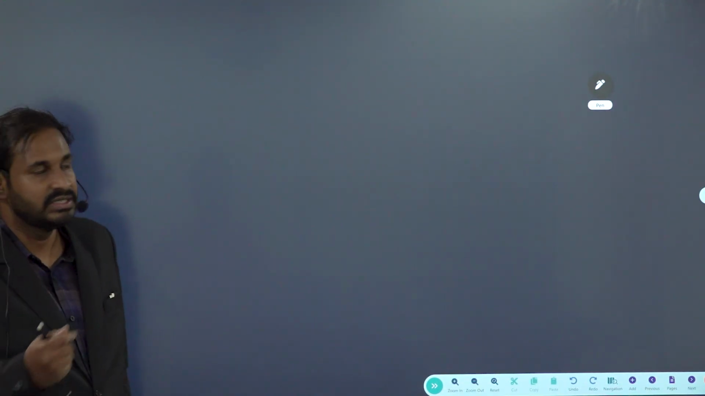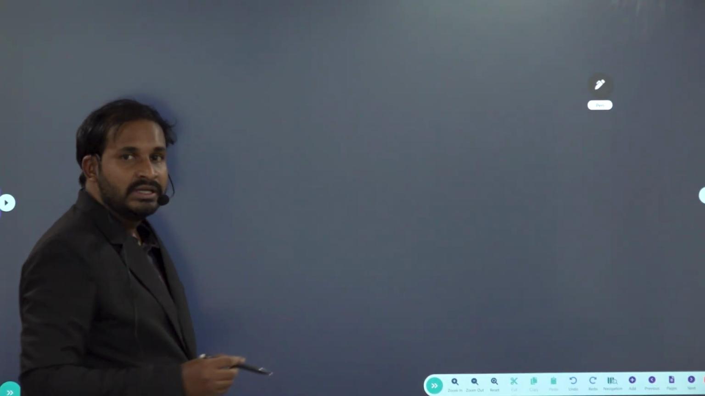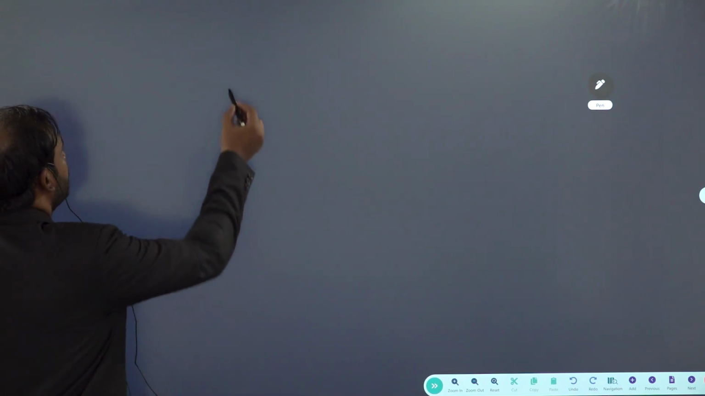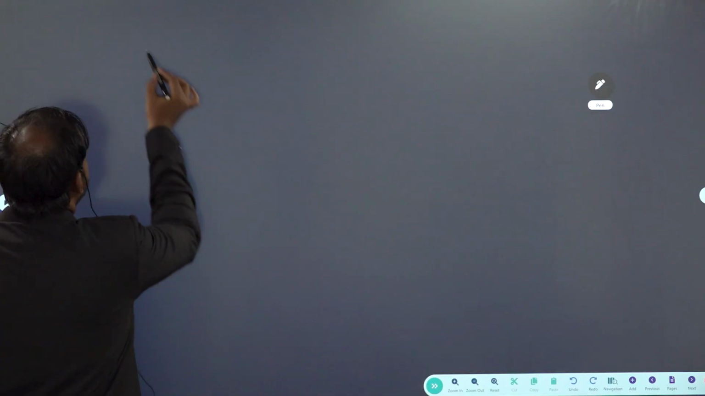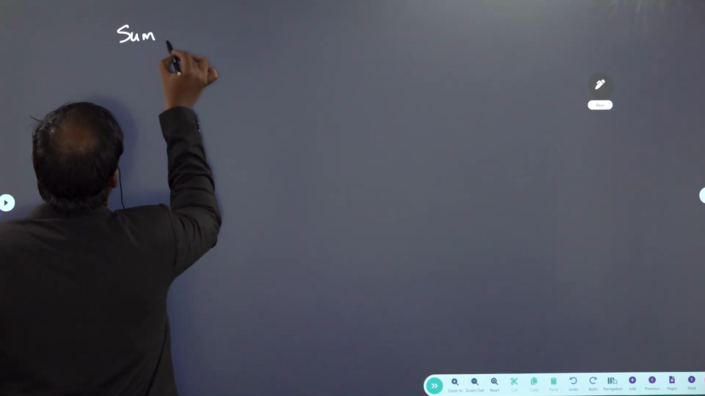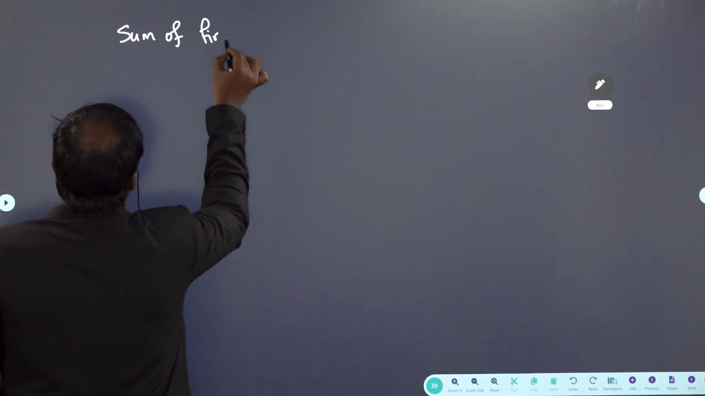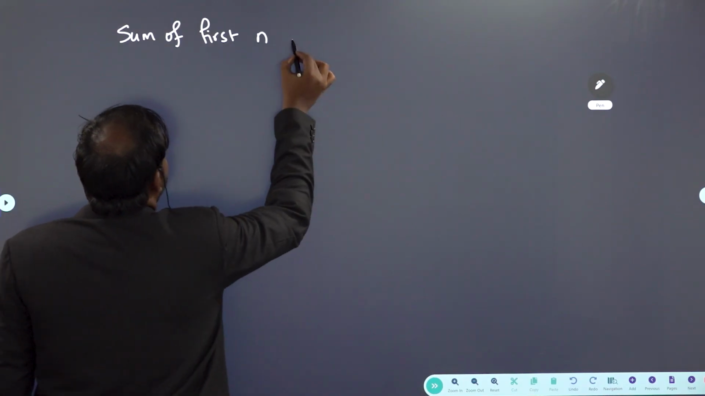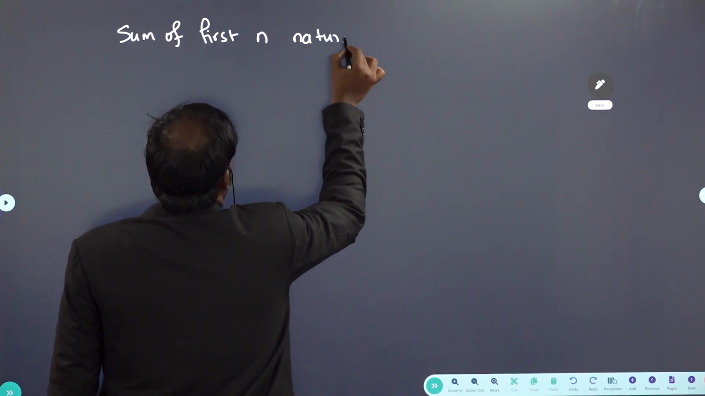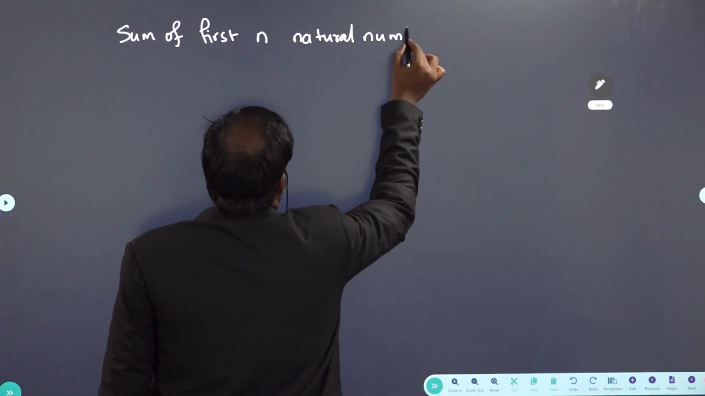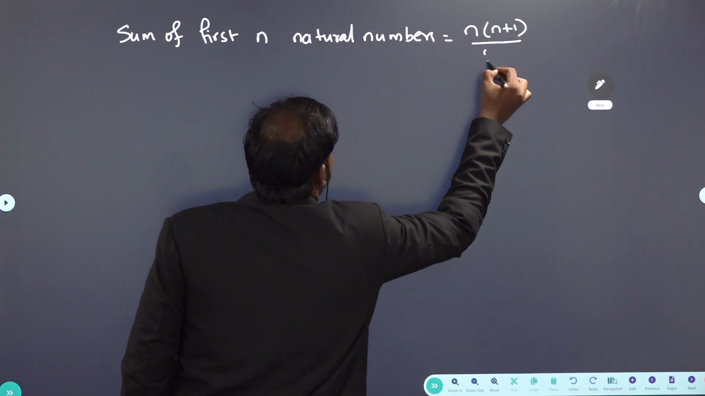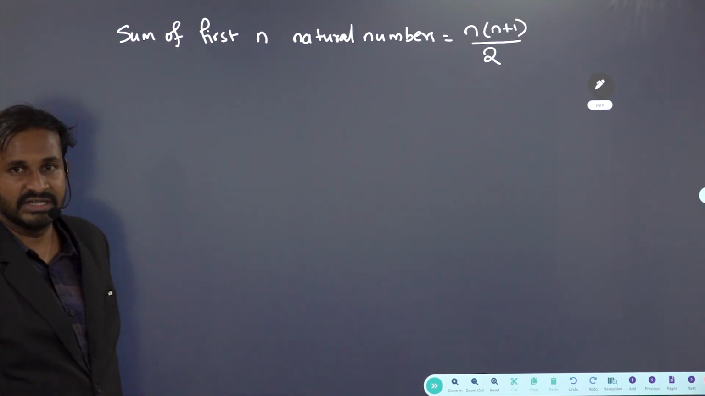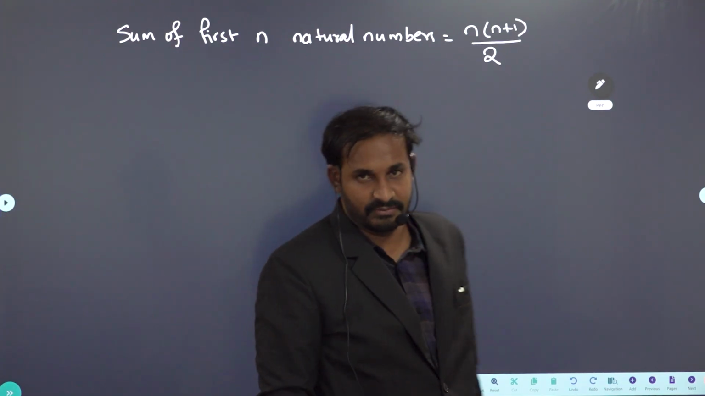We should know some of the basic concepts, right? For example, if I want to find the sum of numbers, there are some basic concepts, students. What are those? Sum of the first n natural numbers. The sum of first n natural numbers is equal to n into n plus 1 by 2.